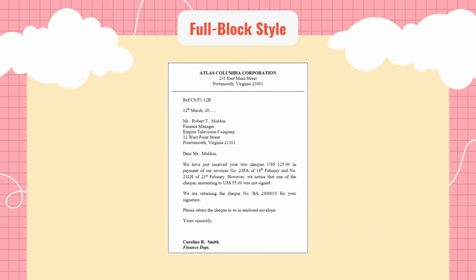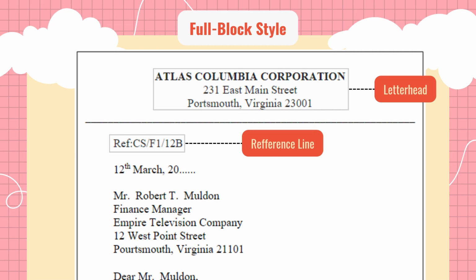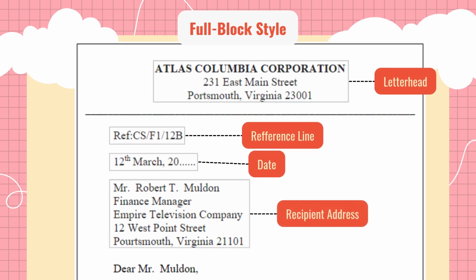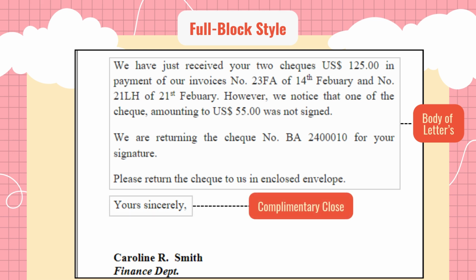Okay, this is an example of a full block letter. The first is letterhead and reference line. After that is date and recipient address and salutation. After that is body of the letter, which consists of three parts. The first is opening, and then main body and closing. After that there is complementary close, and the last is signature and enclosure.